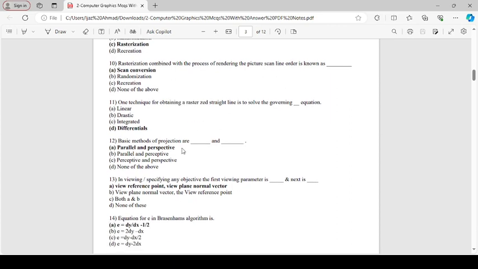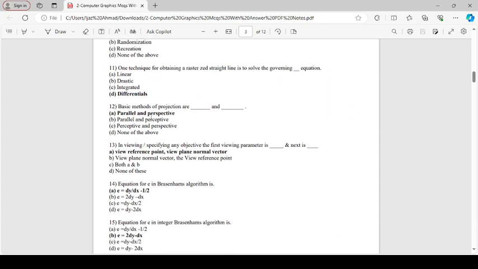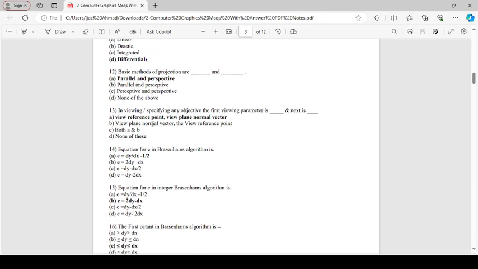Basic methods of projection are parallel and perspective. In specifying any object for viewing, the first viewing parameter is the view reference point and the next is the view plane normal vector.